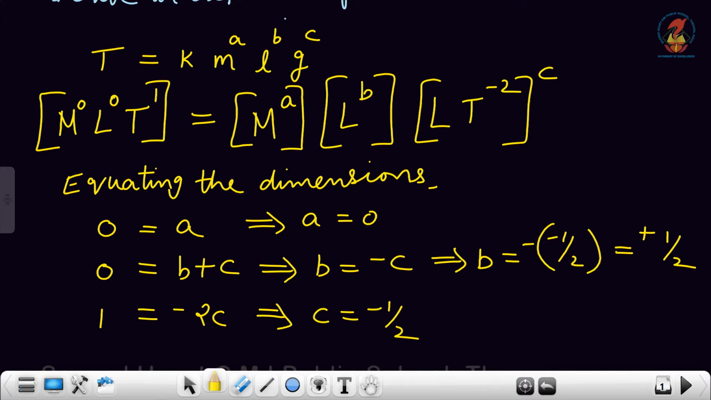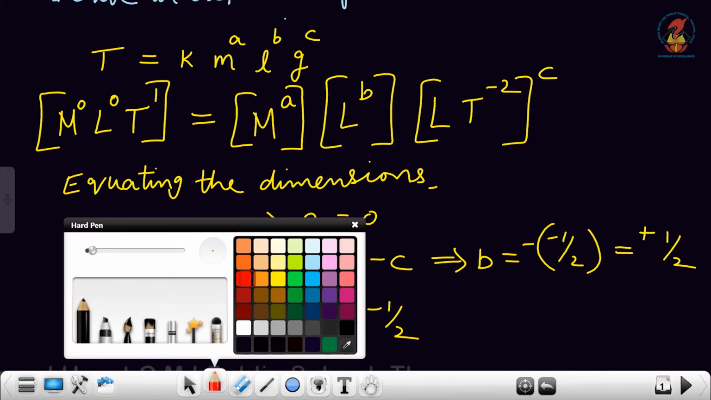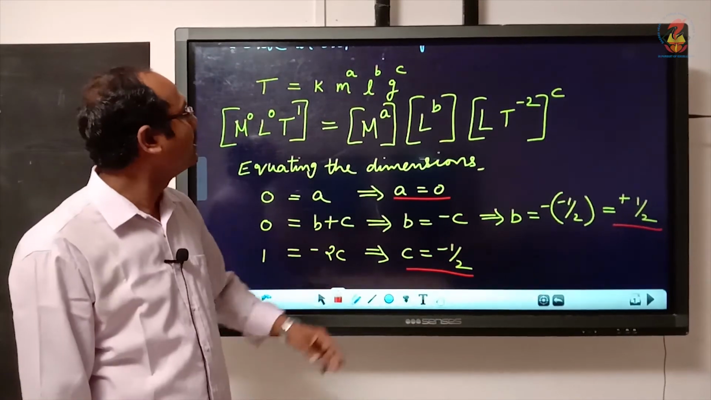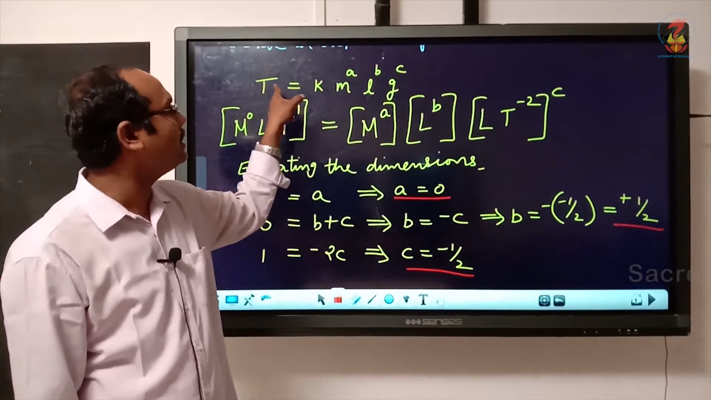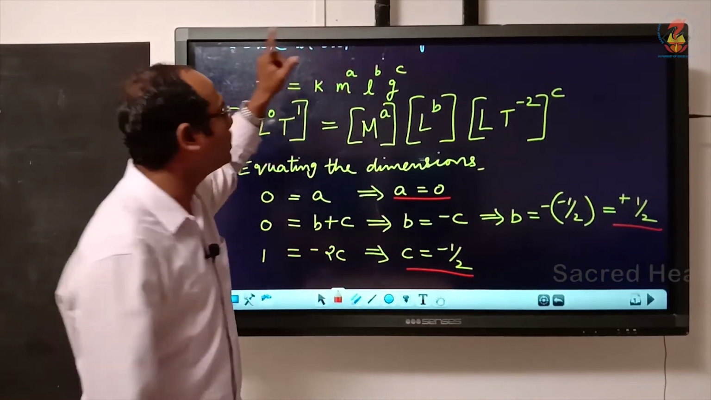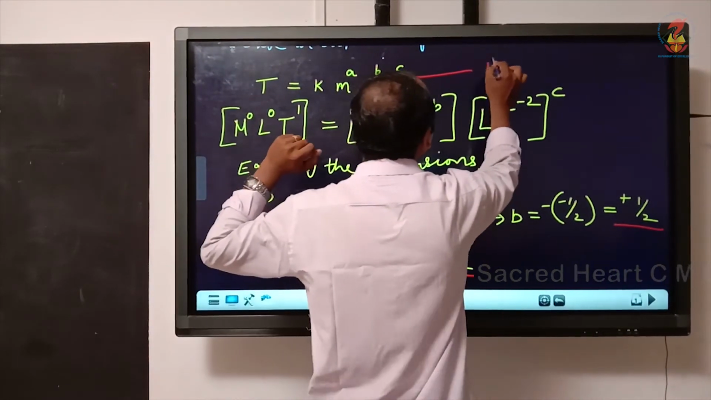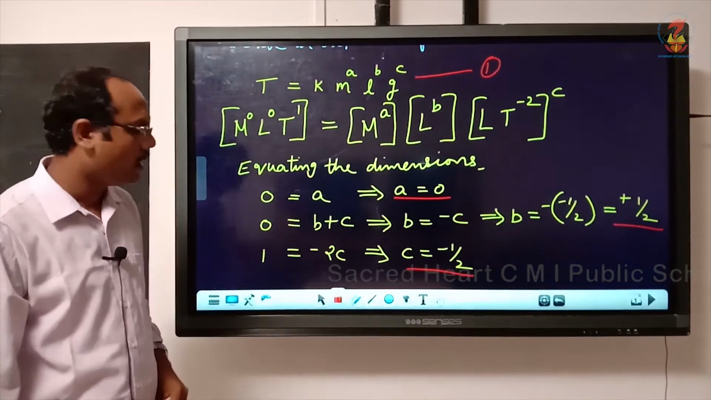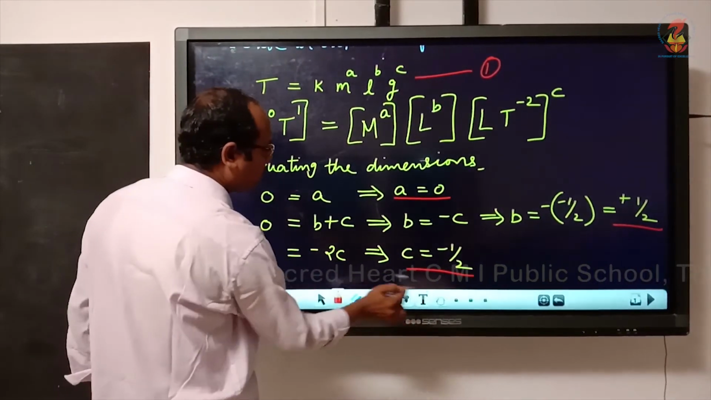Therefore, I got now the power for a as 0, power for b as plus 1 by 2 and power for c as minus 1 by 2. So you got these three things. You can substitute these quantities in the above equation, that is equation number 1. When you put it in this equation, how will the answer be?